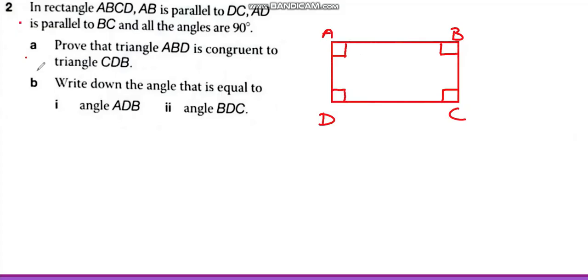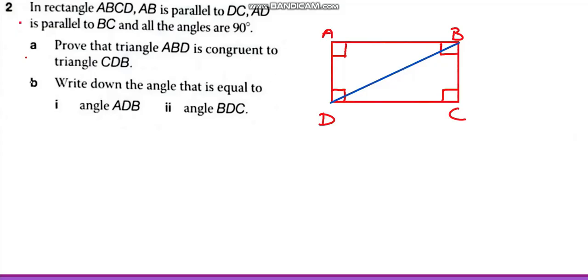So ADB is the triangle when we make a diagonal over here. So let's make a diagonal. If we draw the diagonal, we get the triangle ADB and similarly CDB. So we have to prove that these two triangles are congruent.